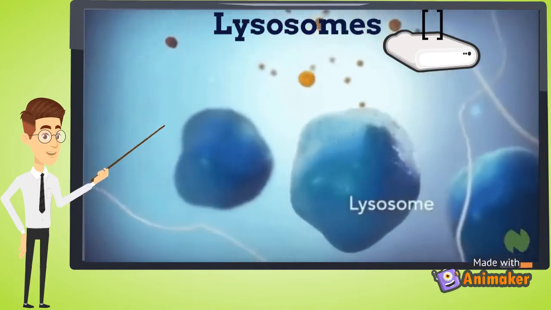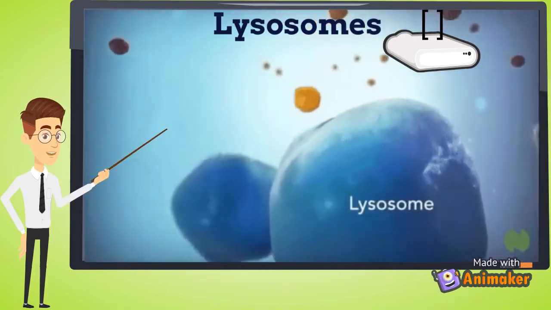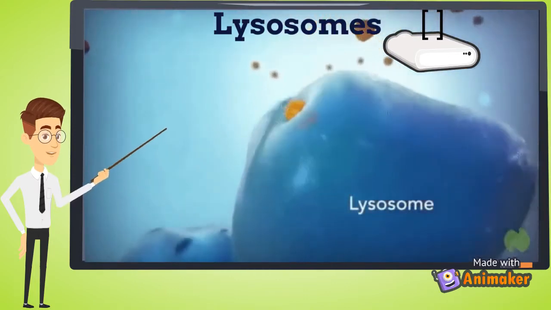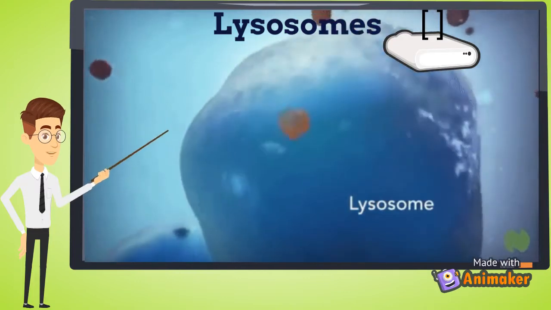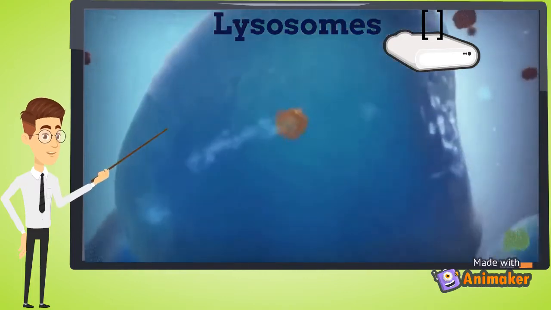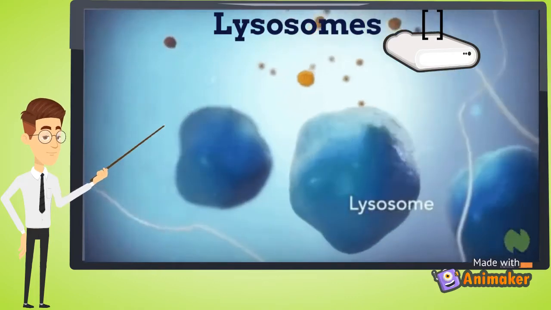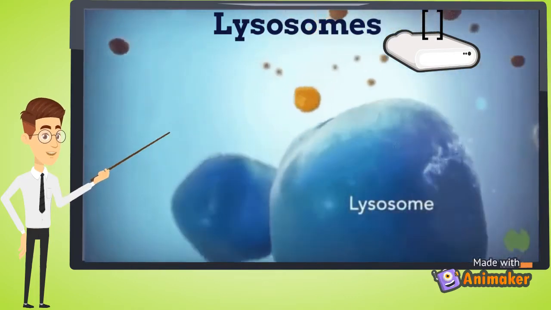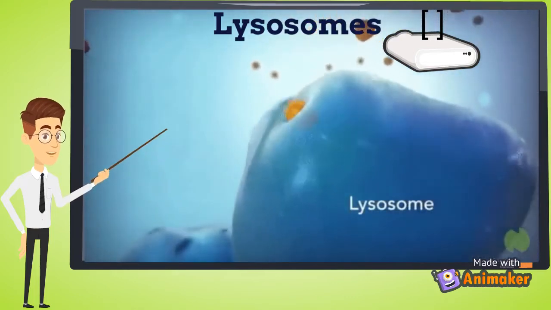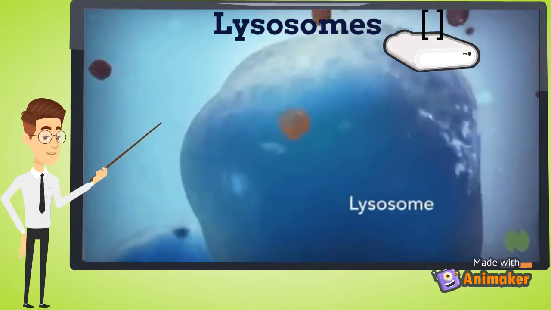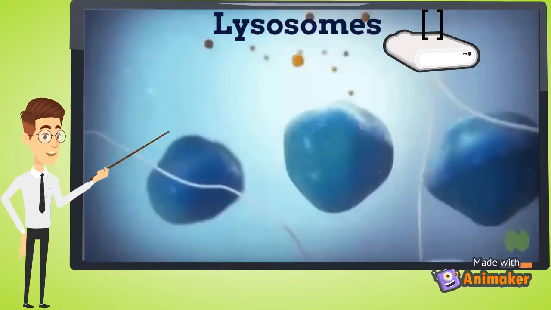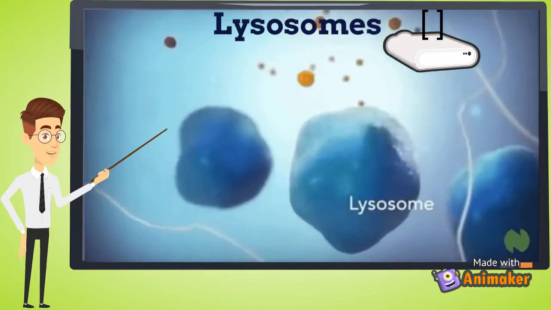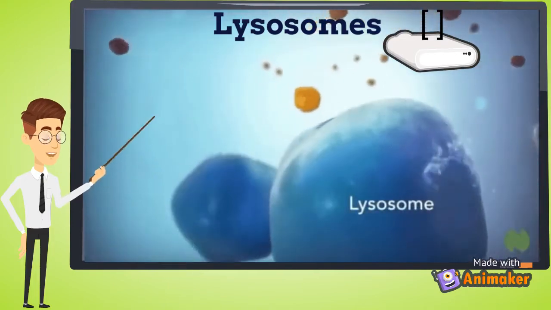Lysosomes are the garbage collectors that take in damaged or worn-out cell parts. They are filled with enzymes that break down this cellular debris. Lysosomes function as the digestive system of the cell, serving both to degrade material taken up from outside the cell and to digest obsolete components of the cell itself.